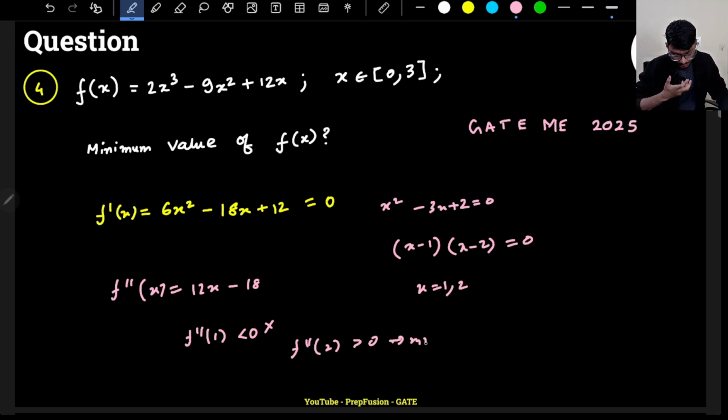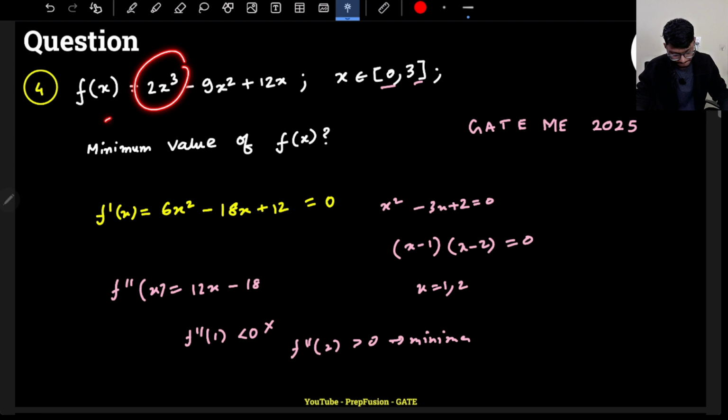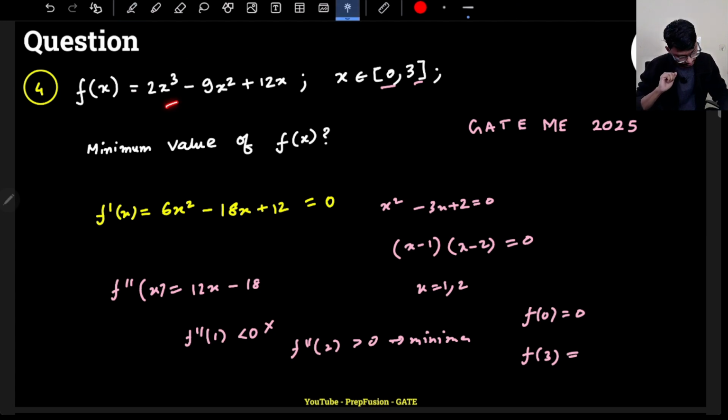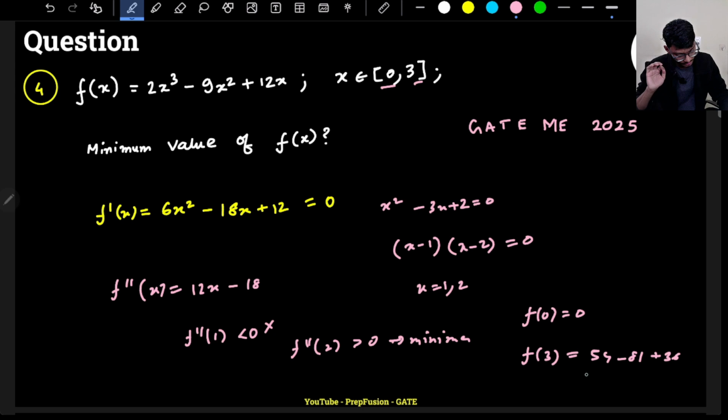But I have to check the boundary values as well, 0 and 3. If I put x equal to 0, I get simply 0, so f of 0 is 0. F of 3 will be 3 cube, that is 27, 27 into 2 is 54, 54 minus 9 into 9, that is 81, plus 36. This will be 9.